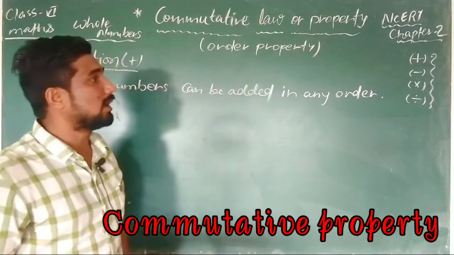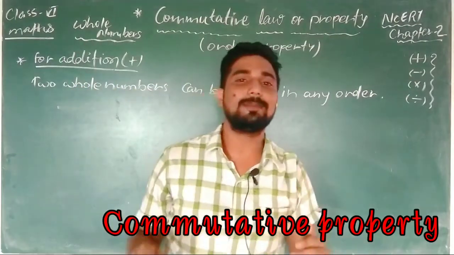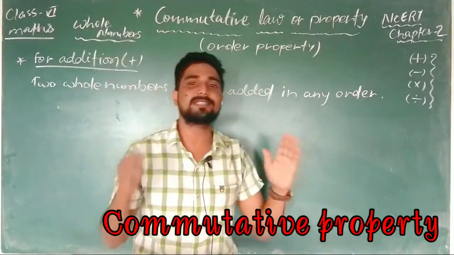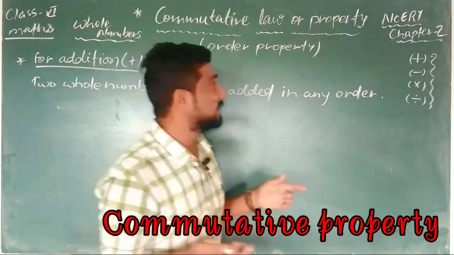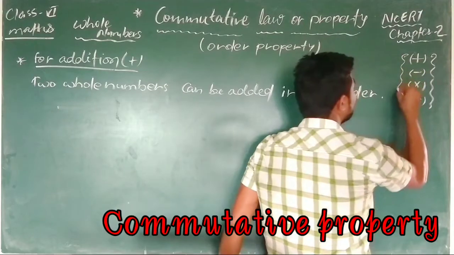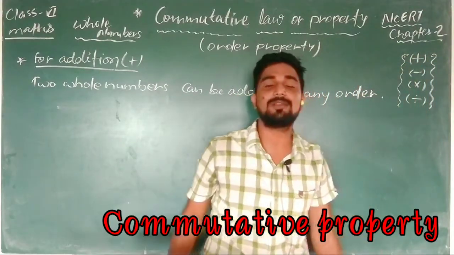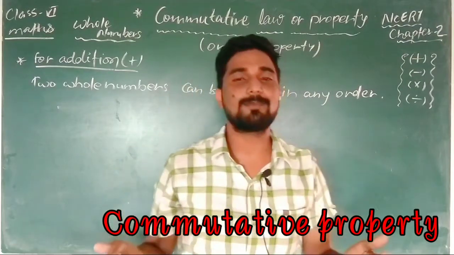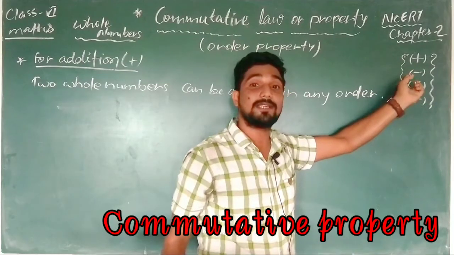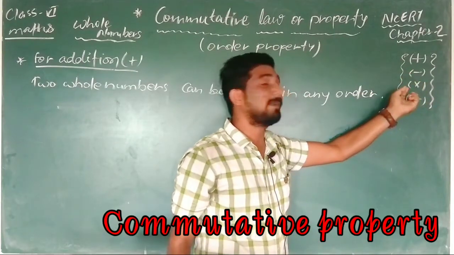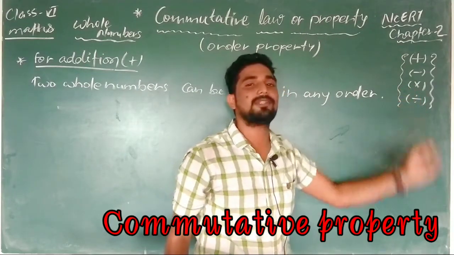But let us have a look at which numbers we are going to check. Let me say it is for whole numbers, meaning we will be checking this property for whole numbers. And obviously you must know these are 4 operations. One by one we will check for each operation. First we will check the commutative property of whole numbers for addition. Thereafter for subtraction, whether it is followed or not. Thereafter multiplication, whether it is followed or not. And thereafter we will check it for division.